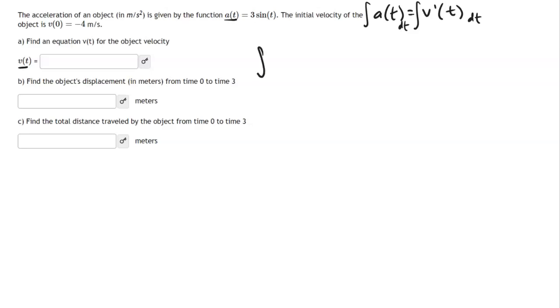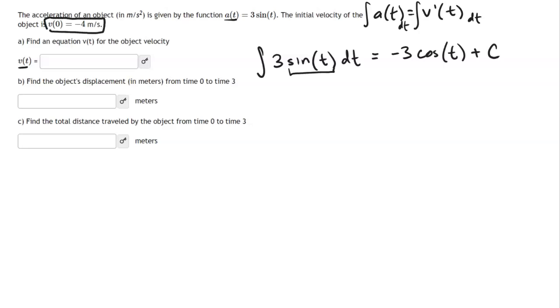So we're finding the antiderivative of 3 sin(t) dt. And the antiderivative of sine is just going to be negative cosine. So we're going to end up with -3 cos(t), and of course, plus a constant. So here we have our general solution for this equation. And what we need, though, is the particular solution that is given to us using our initial condition.